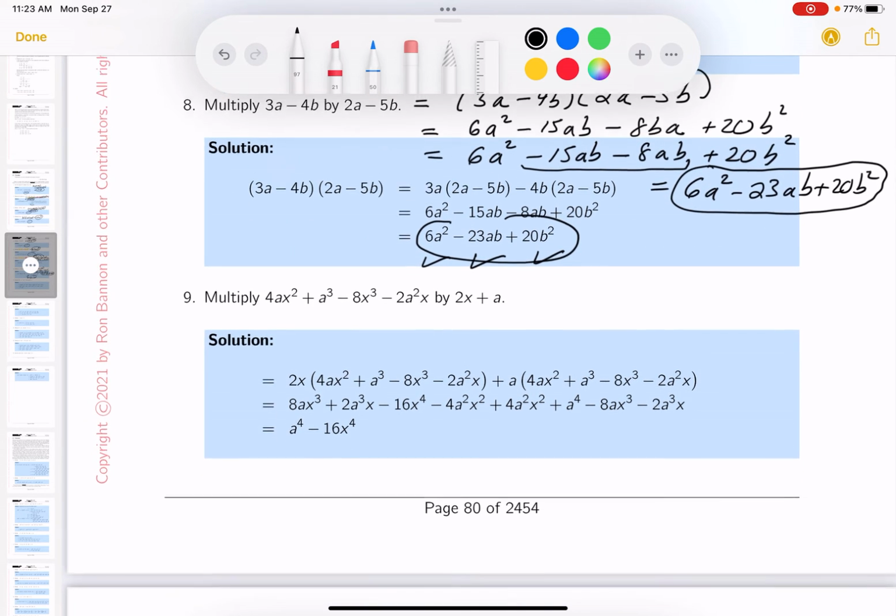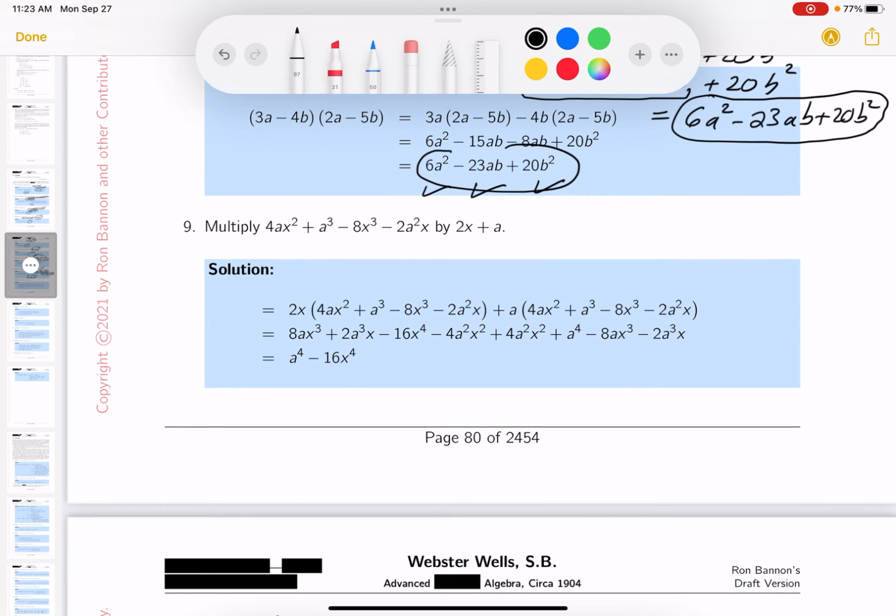All right, this one's a little more difficult. I'll tell you why it's more difficult. It's this expression here, which has 1, 2, 3, 4 terms in it. That's a 4-term polynomial times a 2-term polynomial. Well, I'm going to write down, and I like to put the small guy first. And the small guy is 2x plus a.